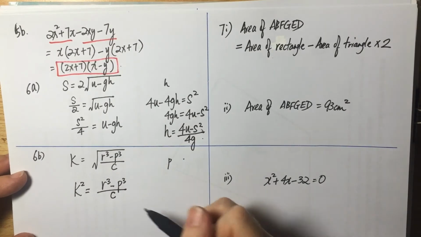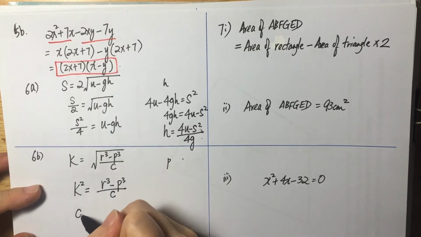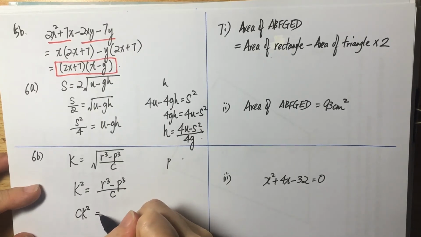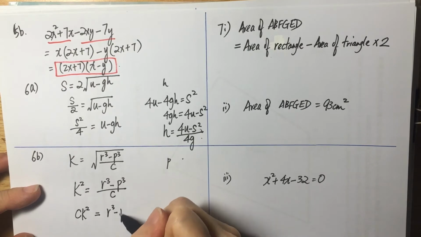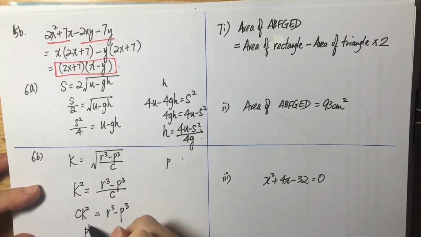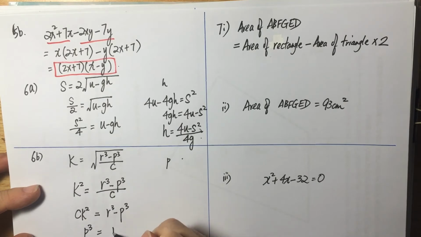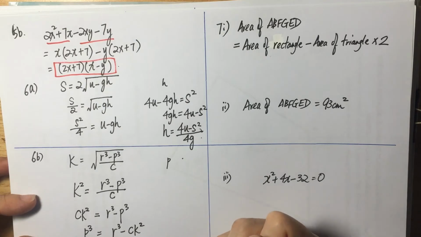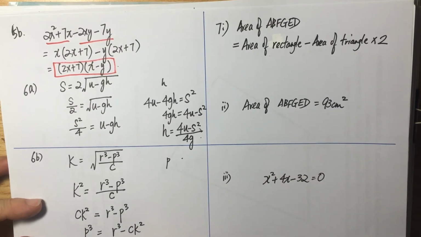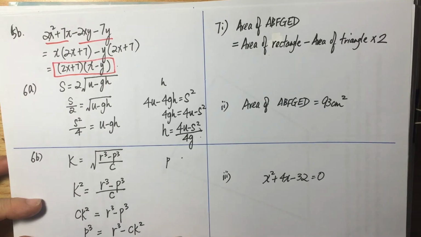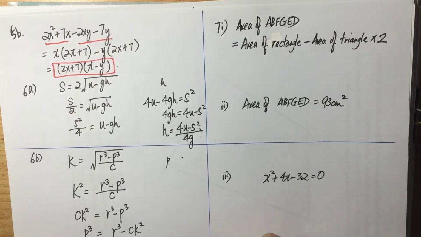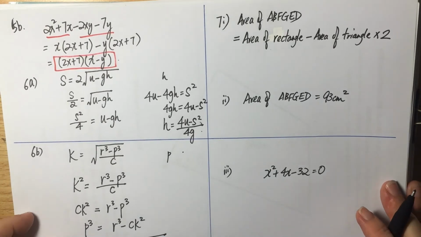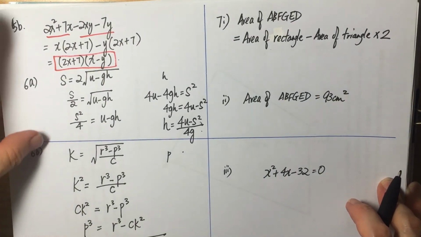After squaring, we want to remove c. So we say ck squared equals r cubed minus p cubed. Next, I want to make p the subject. So I say p cubed equals r cubed minus ck squared. So if I want to find p, I'll take the cube root of r cubed minus ck squared. And that's all. So p is now the subject.